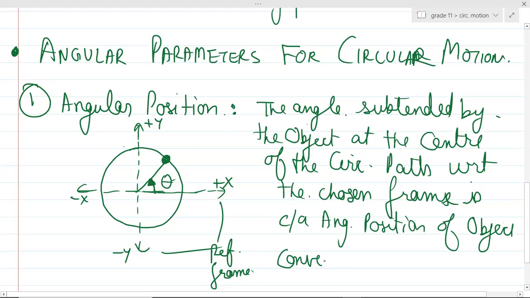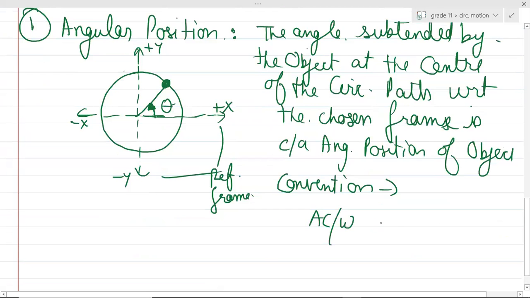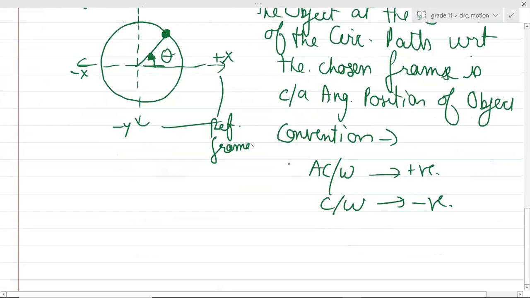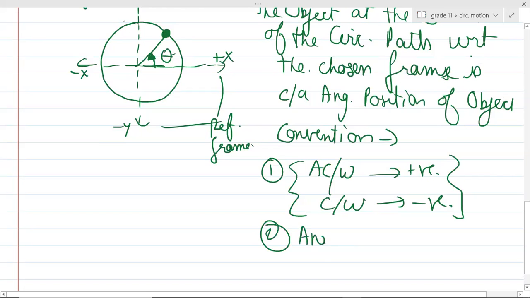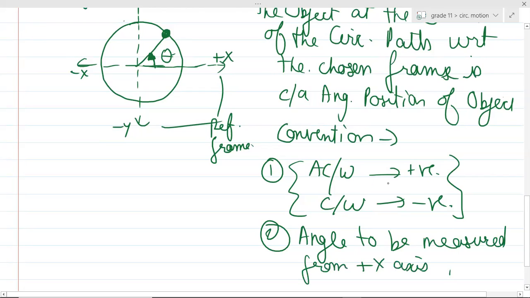Generally, what does the convention say? Convention says that anti-clockwise is positive and clockwise is negative. This is the first convention. And the second convention: the angle is to be measured from positive x. This is generally what we follow, but it is not necessary. You can always follow a different angle as well.